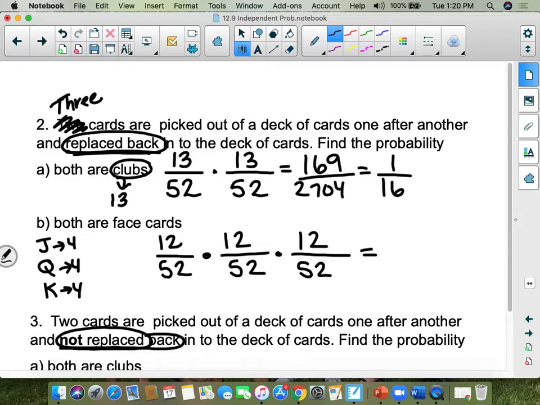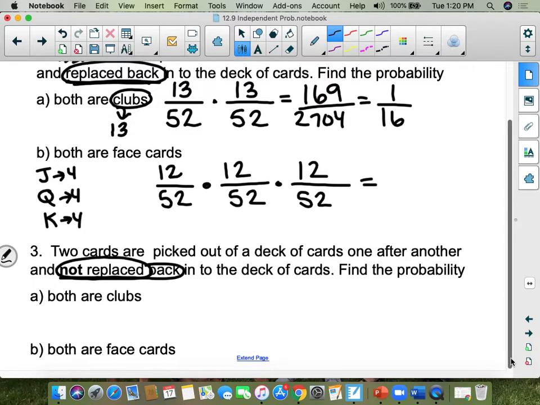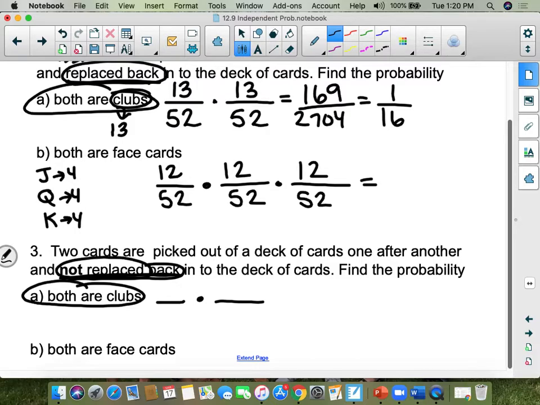Let's do the same thing with this problem, except with the words not replaced back in. So you're picking 2 cards. Notice that it says both are clubs. So it's almost an identical problem. You're going to put 52 here. There are 13 clubs, just like we did up above. But notice that we do not replace. You do not put it back in. If you don't put it back in, you're still holding on to that club. You have 1 less than what you started with. And that's why it's a little bit different.